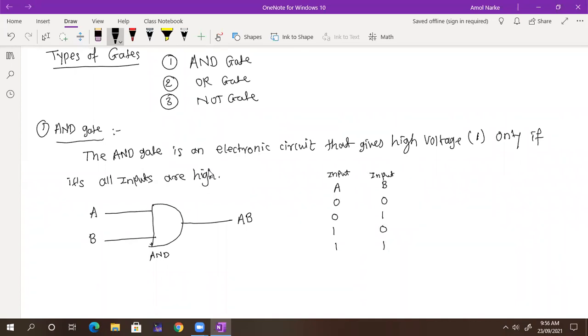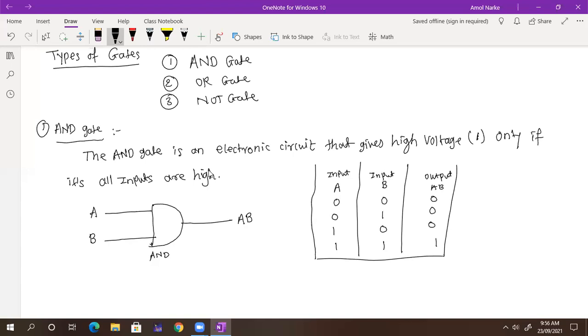So these are all the possible 4 combinations that we have already done. We know how to write that. What is the output here? Output is nothing but AB. And what they are saying is, the AND gate is an electronic circuit that gives high voltage, one, only if all its inputs are high. So only at that time will it give high voltage. Otherwise, it will give you a low voltage. So this is the table for the AND gate. Whatever operations we have, the same operation we use here.